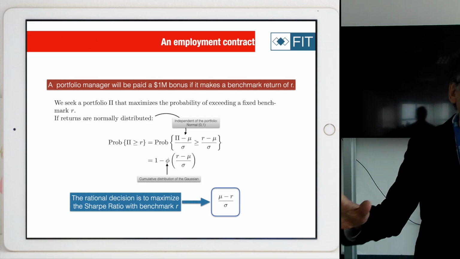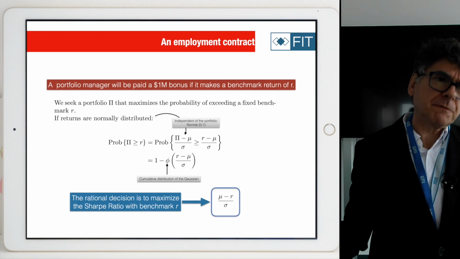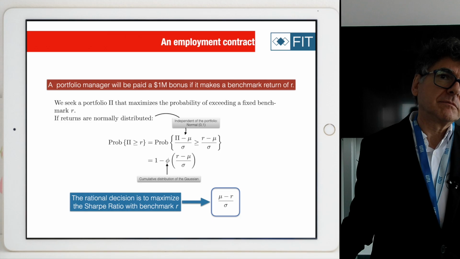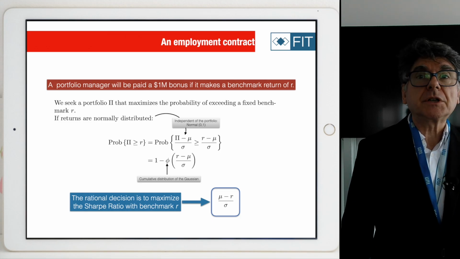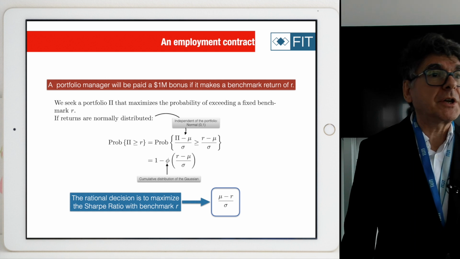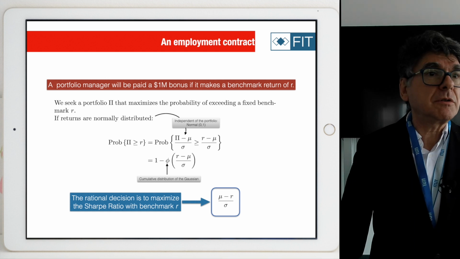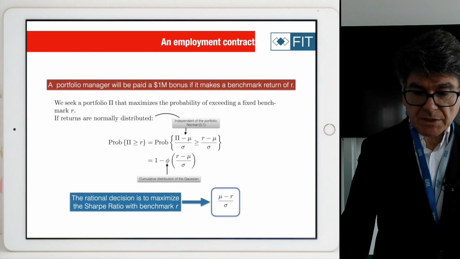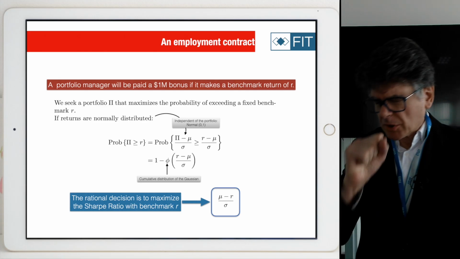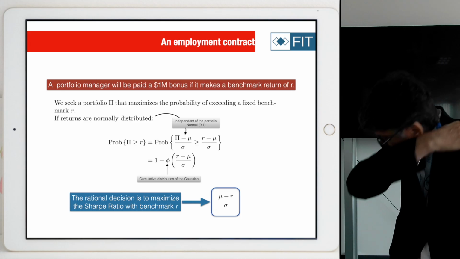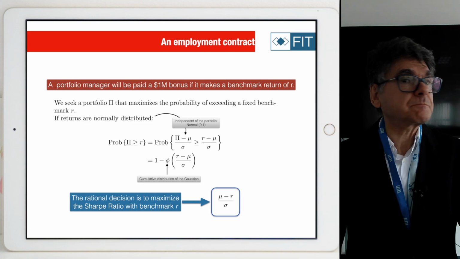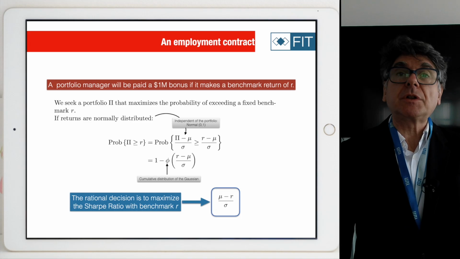This is the first day at work. You can do better on the second day, but for the first day, it's not bad. And then your conclusion, just before the market opens, is: oh, I know what I need to do. I need to maximize mu minus r, minus 5%, divided by sigma. That's what you need to do.